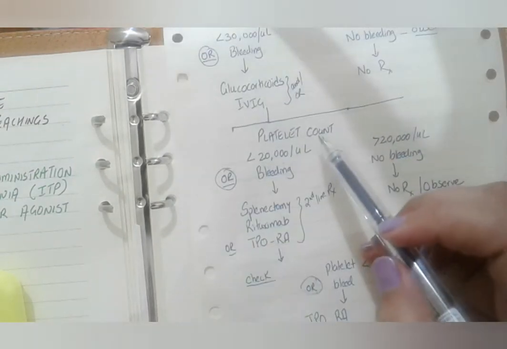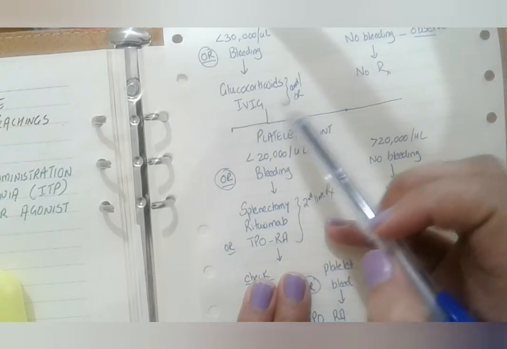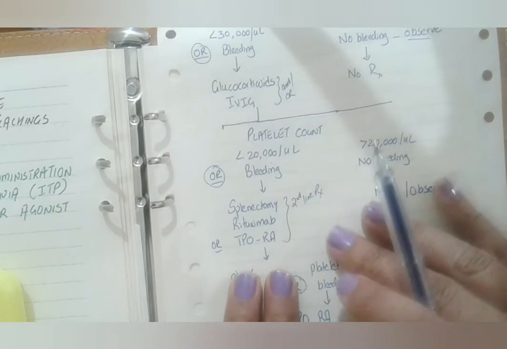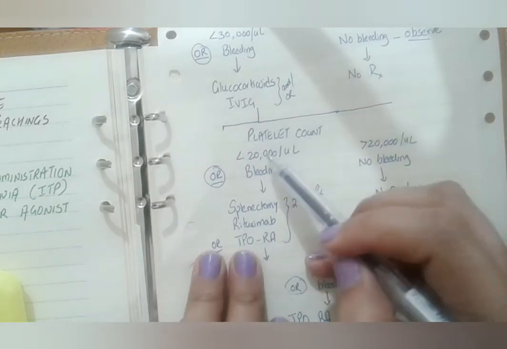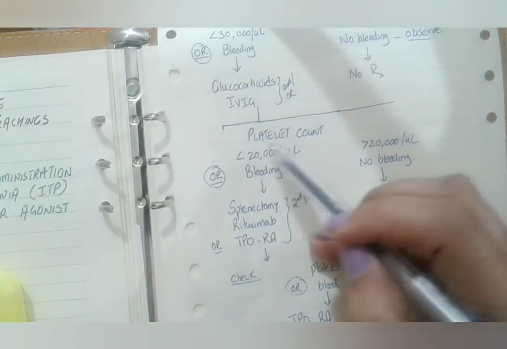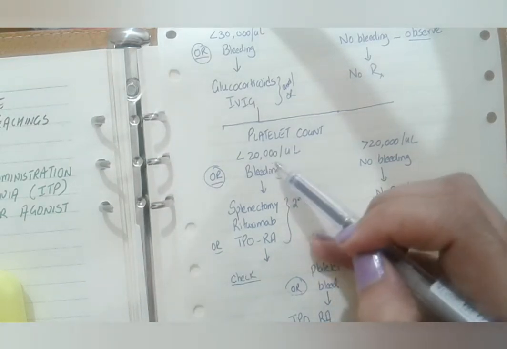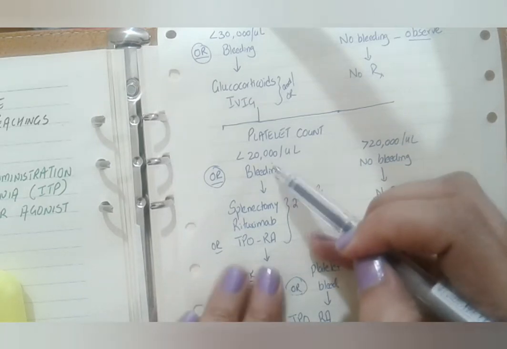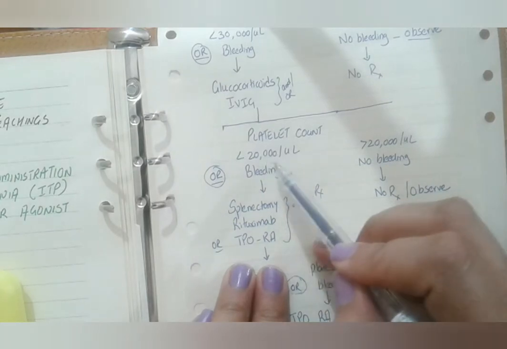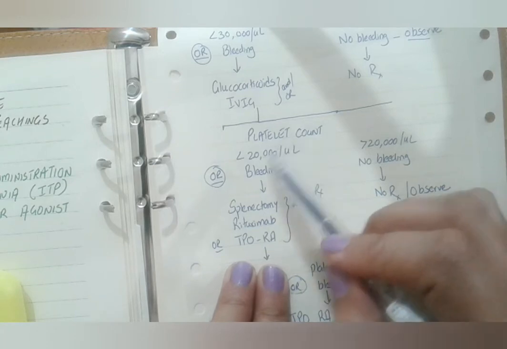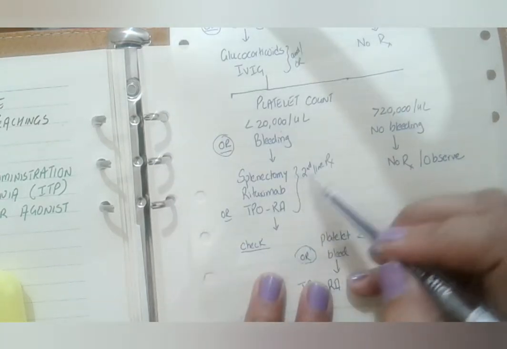Now, after glucocorticoids and IVIG, the patient did not achieve a better response, neither a complete response. Again, we look at the platelet count. Now, the patient has declined even worse. Platelet counts have gone down further, meaning the patient is clinically deteriorating. Now, what to do about it? Again, when we check the platelet count, if less than 20,000 or the patient is bleeding, then this is the time we consider a second-line therapy.